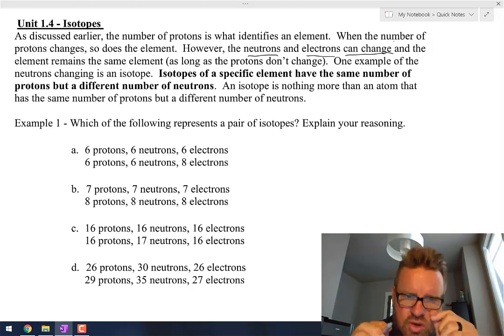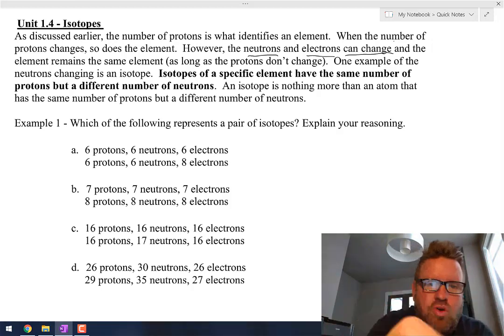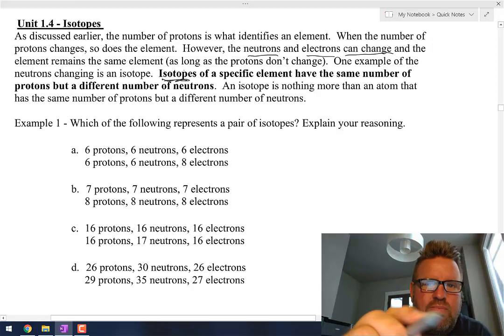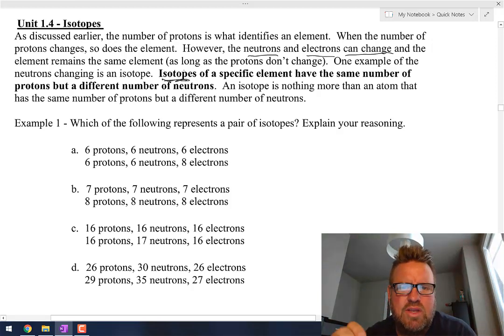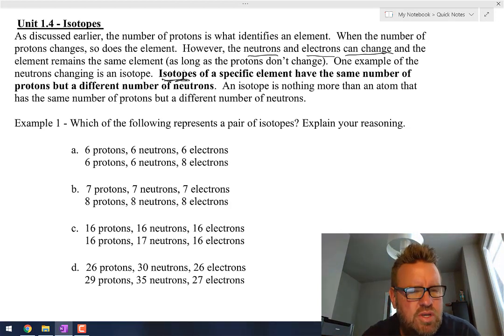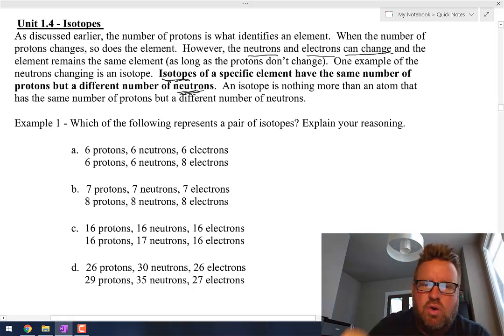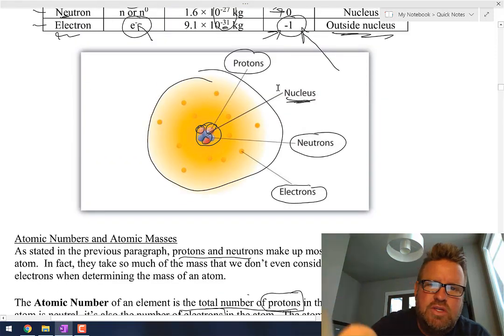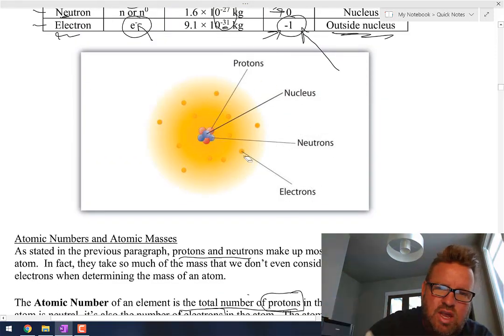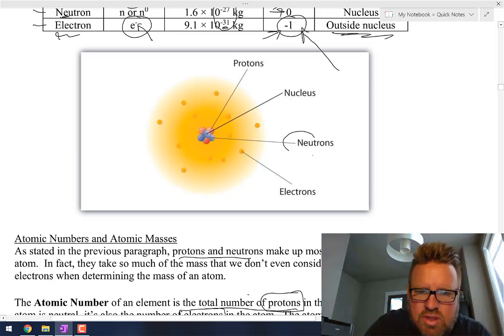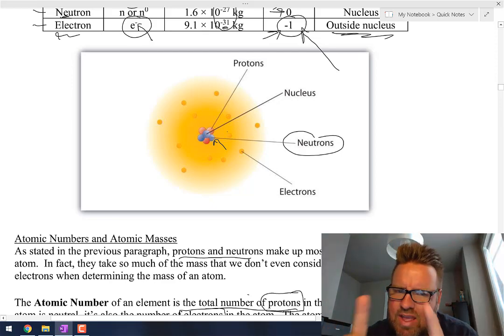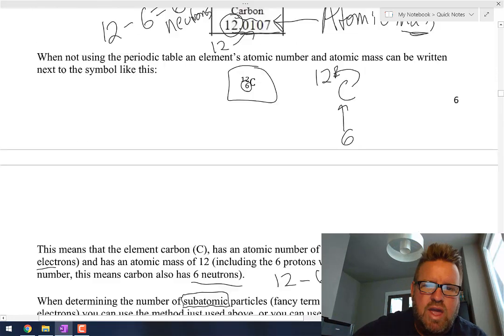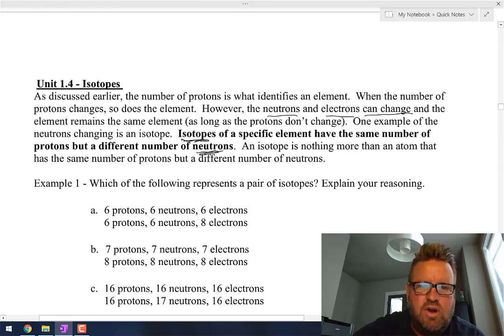But when you change the neutrons in an atom, you create what's called an isotope. Okay? So an isotope of a specific element has the same number of protons, because remember the protons can't change, but a different number of neutrons. So remember this picture from before where we've got the atom right here. The nucleus can't change, or the protons here can't change, but these neutrons, the blue spheres here, that number can vary, and that doesn't change the element.